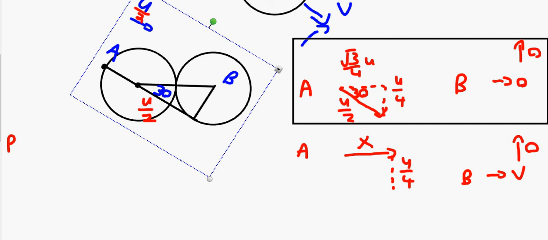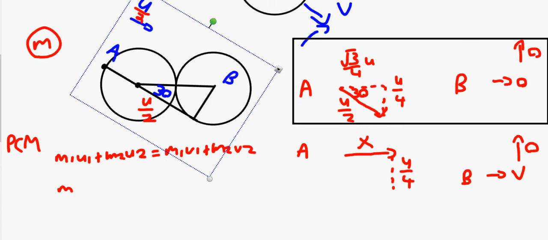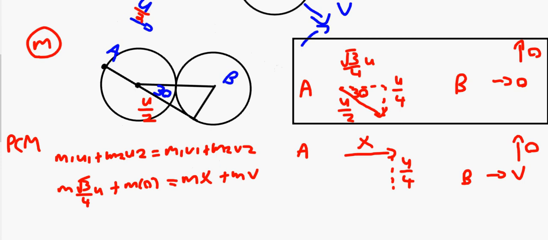We're next going to use PCM in the I direction, and we're going to do m1u1 plus m2u2 equals m1v1 plus m2v2. Okay, all particles are of the same mass, so we can put in our values here. Root 3 over 4 u m plus m times 0 equals mx plus mv, and then we're just going to cancel the m's, and we're going to get x plus v equals root 3 over 4 u.